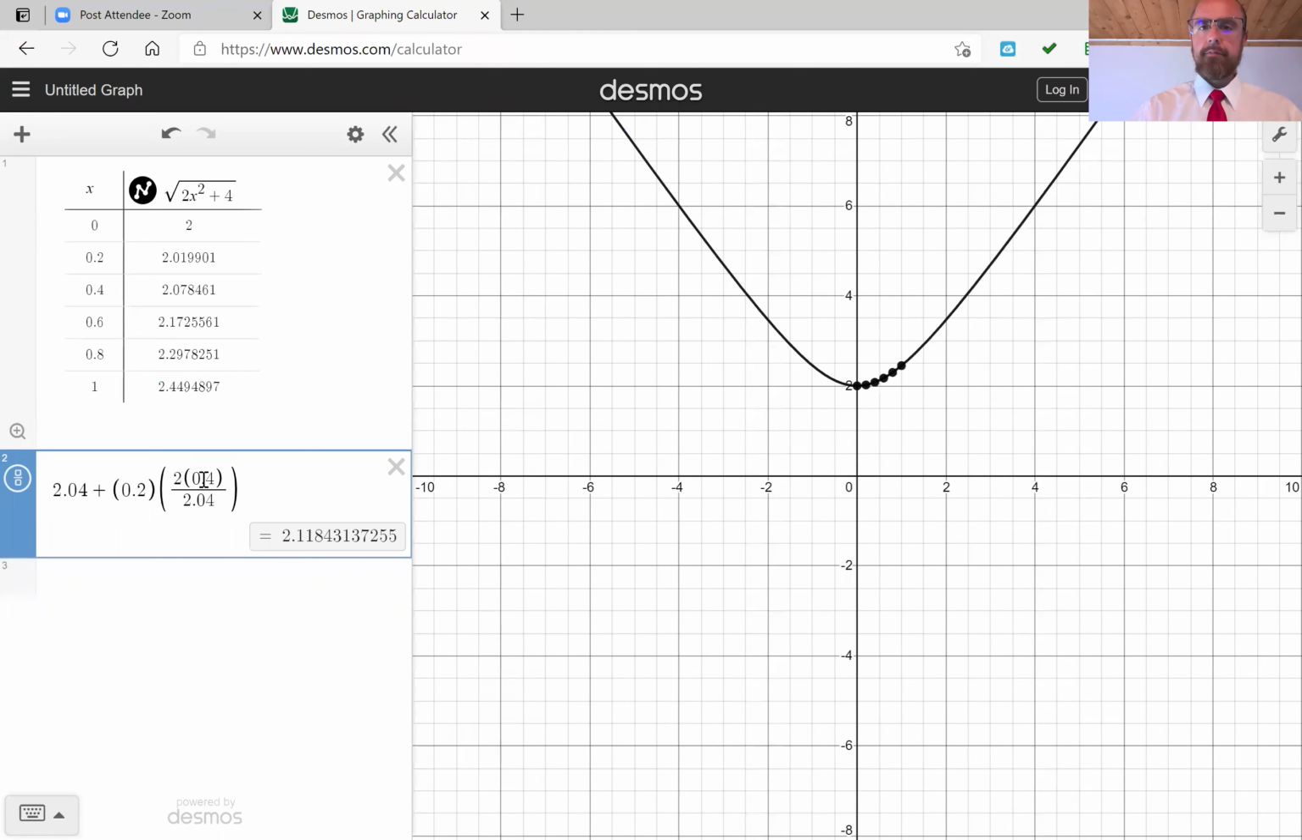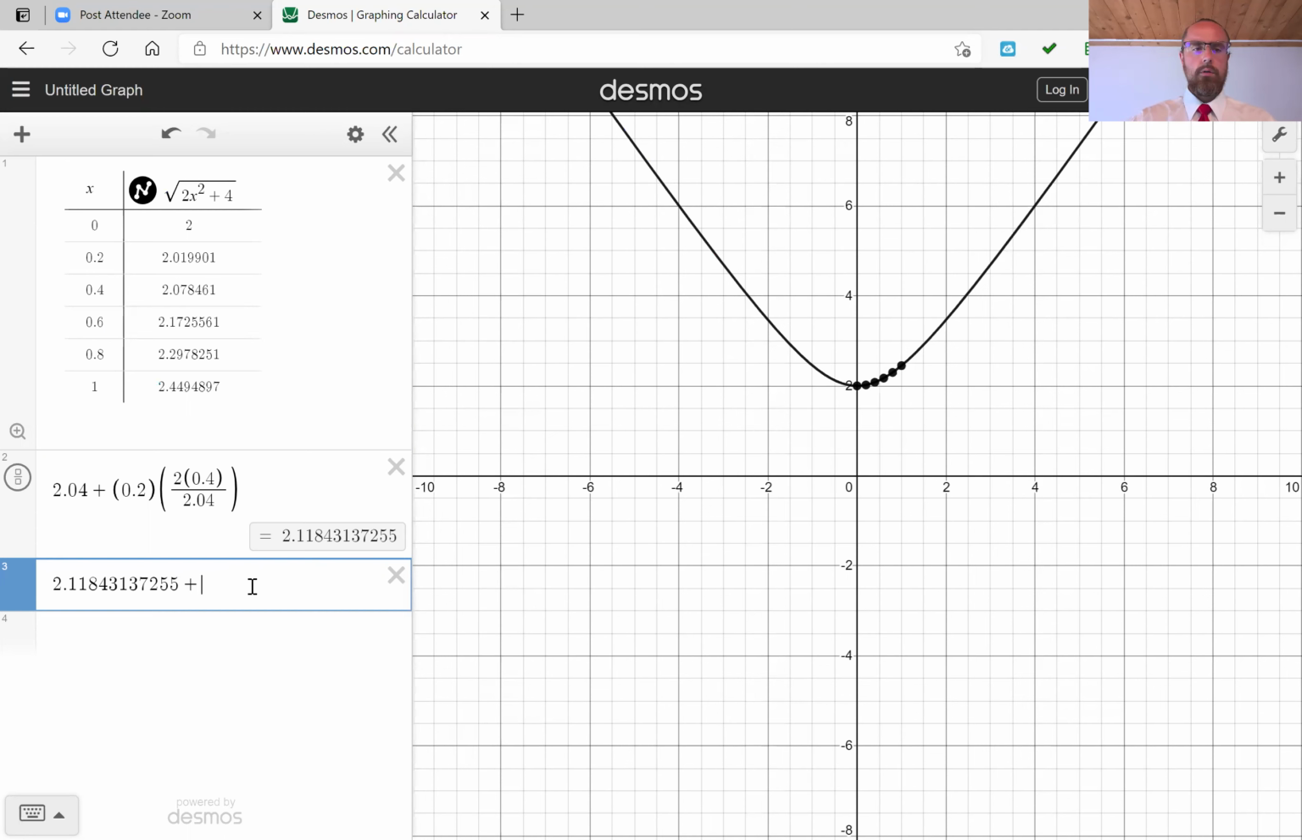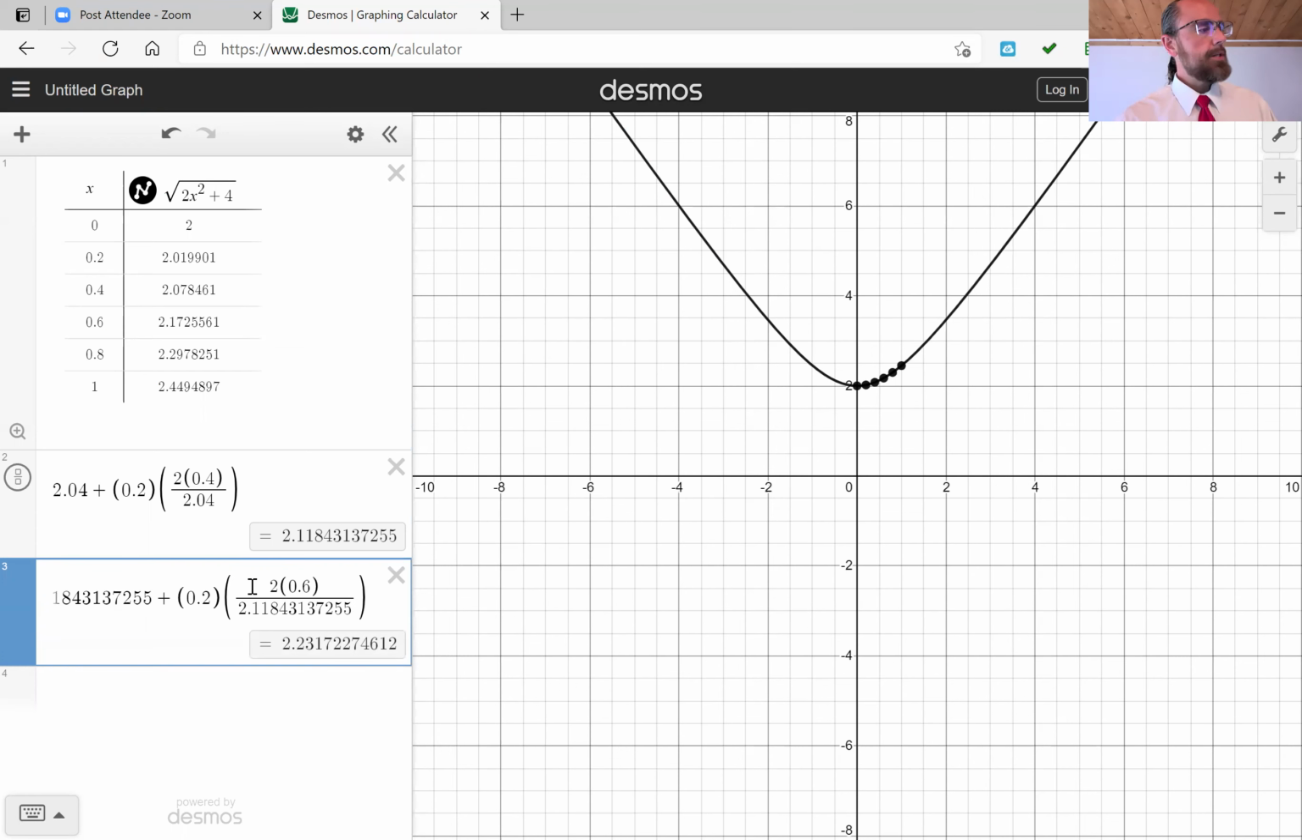You can see it's getting very intensely decimal at this point. So I would round that as 2.1184. Just like we did in the first example, though, for the calculations, I'm going to copy and paste. It'll give me more accuracy. So I'm just going to chug along here with the algorithm. Now my differential equation is going to be 2 times x value 0.6 all over that value I had just pasted. And that gives us a y sub 4 value of 2.2317.